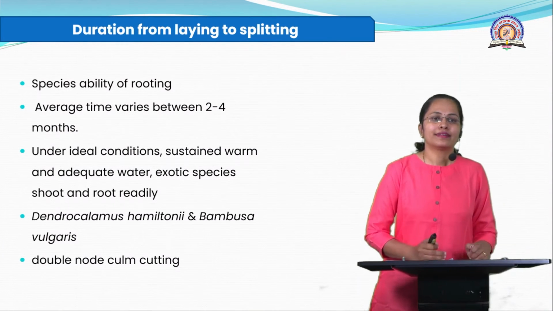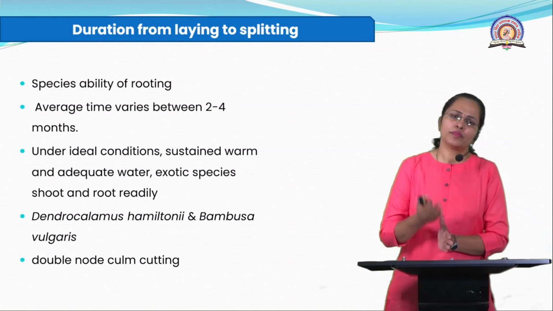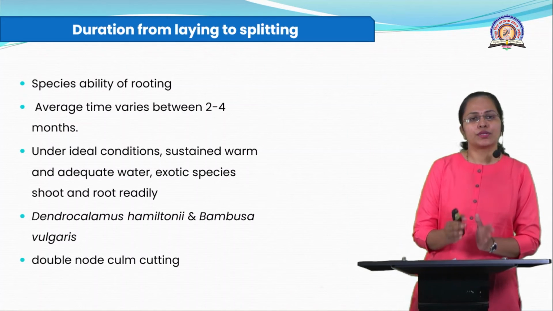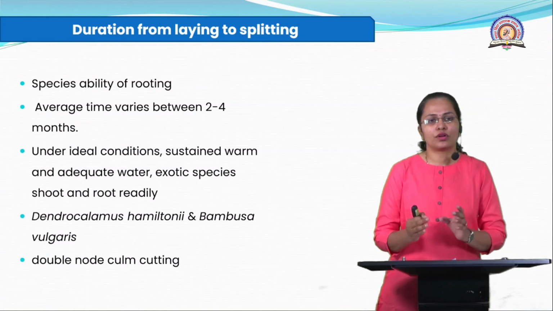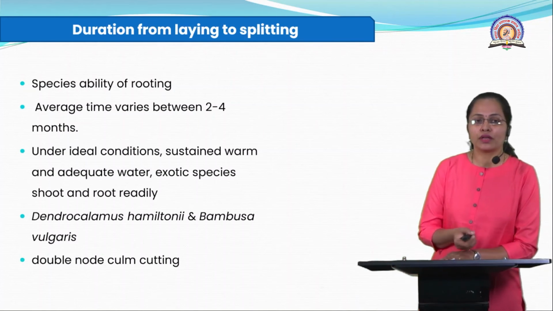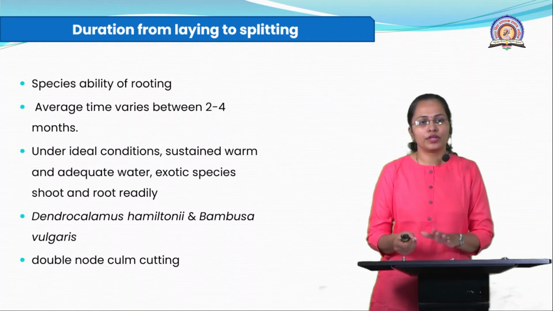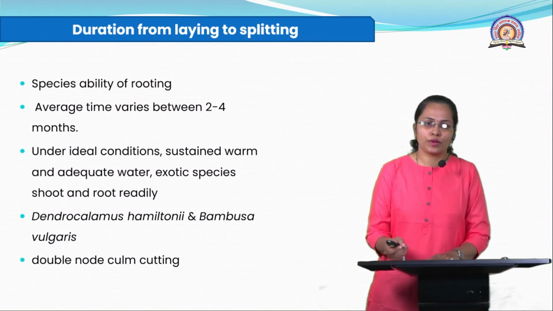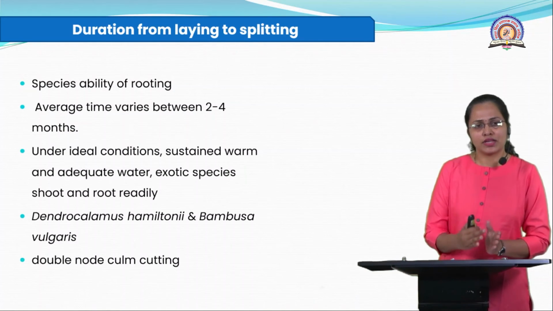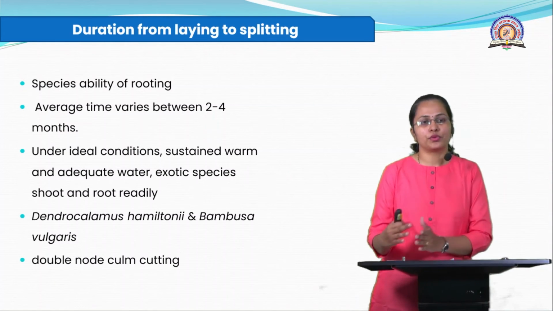Now there is one specific duration from layering to splitting, the growing of the stem. This duration of layering to splitting always depends upon the species, on the rooting ability of that specific species. The average time for this rooting is 2 to 4 months. Within 2 to 4 months is the time required to proceed from layering to splitting.